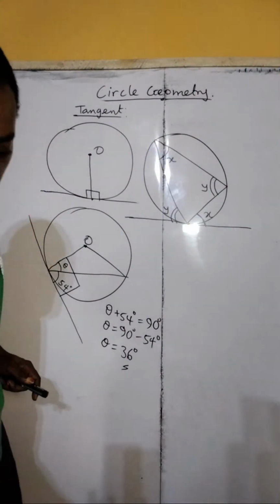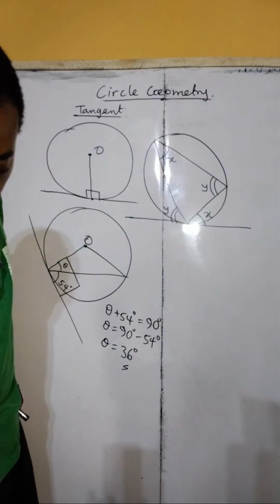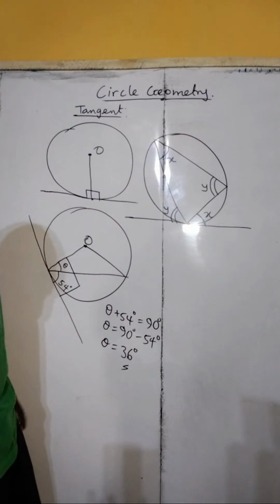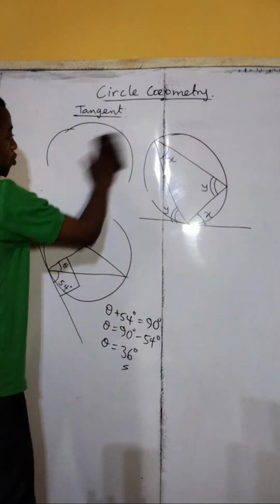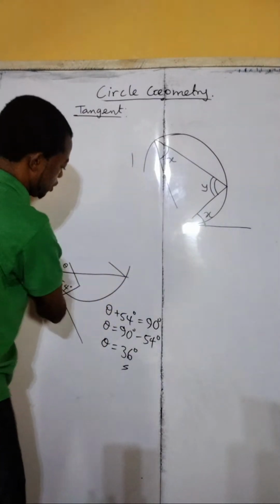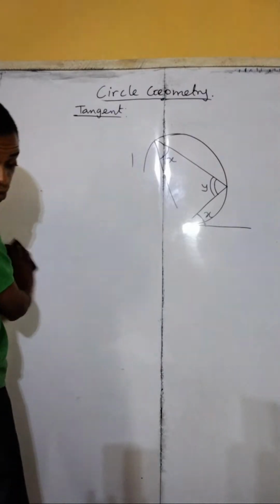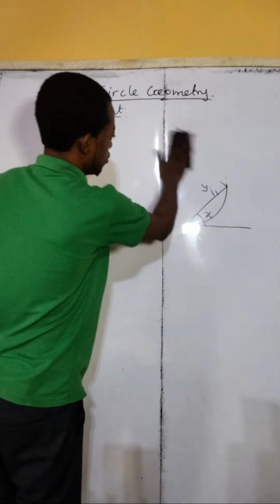Now, let's look at one question to show this particular theorem. We have this circle given.